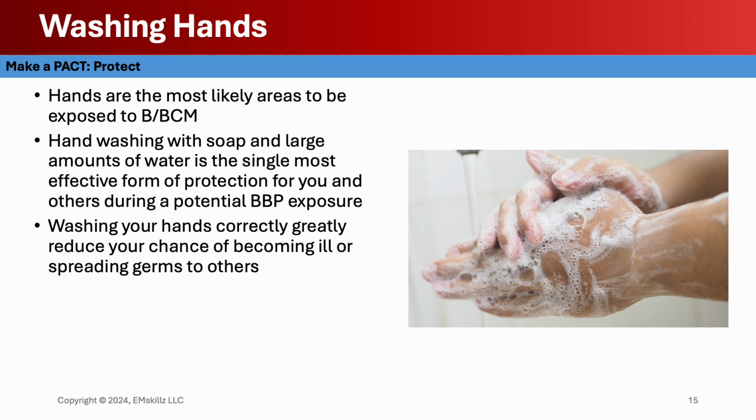Washing hands. Hands are the most likely areas to be exposed to blood or blood-containing materials. Hand washing with soap and large amounts of water is the single most effective form of protection for you and others during a potential bloodborne pathogen exposure. Washing your hands correctly greatly reduces your chance of becoming ill or spreading germs to others.